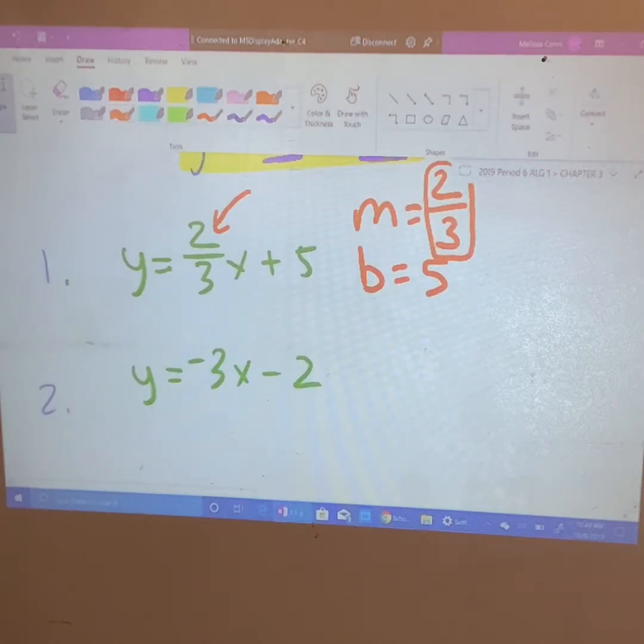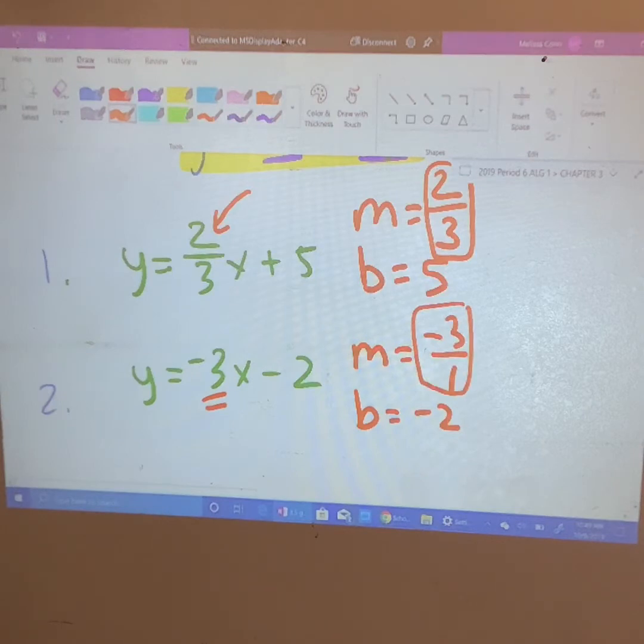In question number 2, y equals negative 3x minus 2. My slope is sitting right here. It's in perfect slope-intercept form. It's negative 3 over 1. And my y-intercept is negative 2. This slope I know is heading downward. The slope is negative, so my line must be going downward, and I know exactly where it crosses the y-axis. It crosses the y-axis at negative 2.